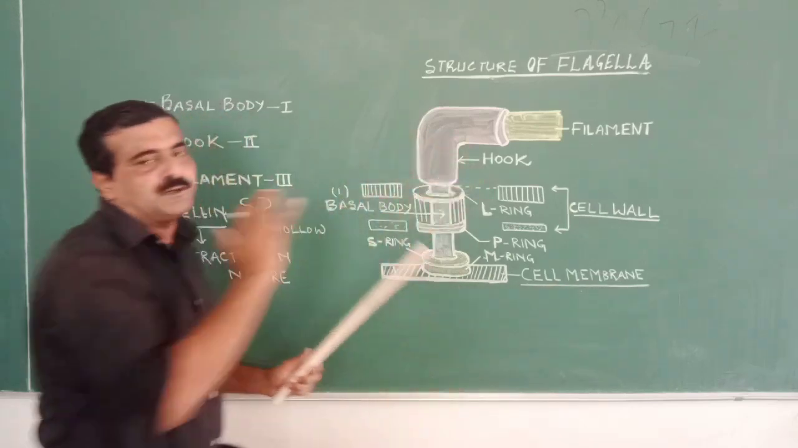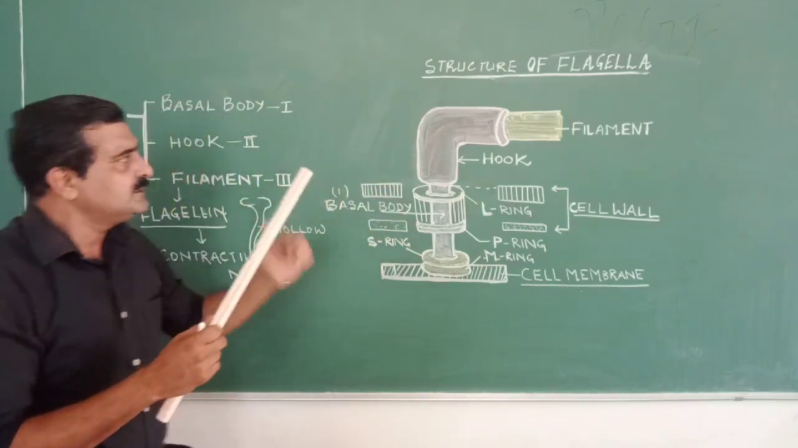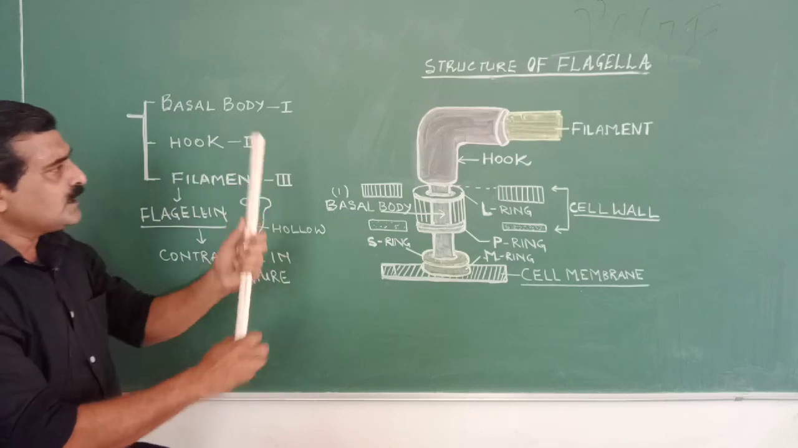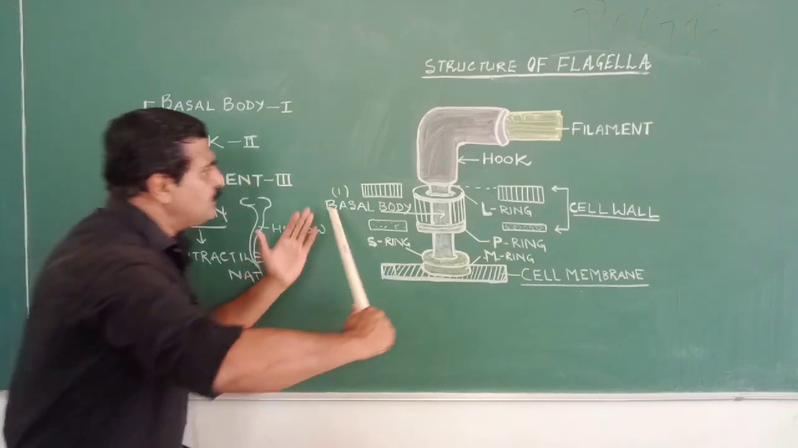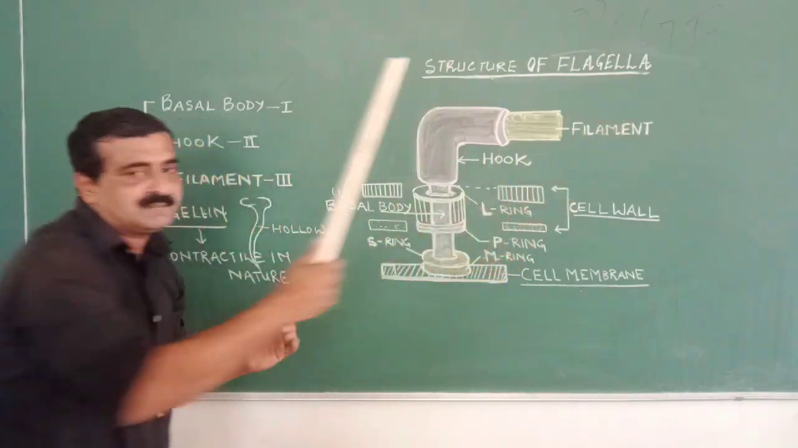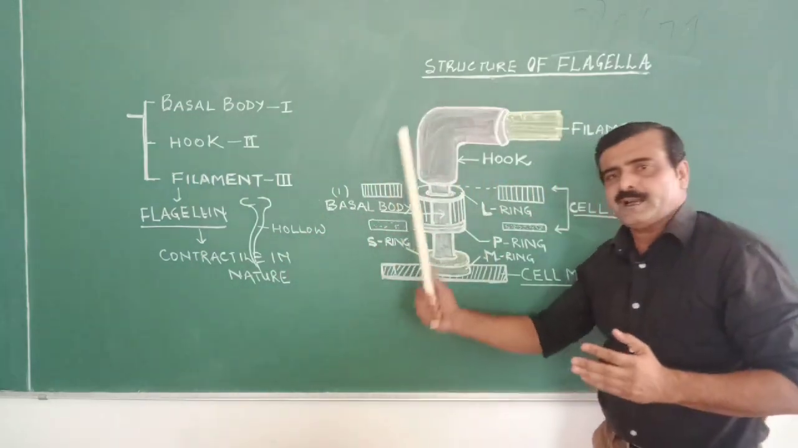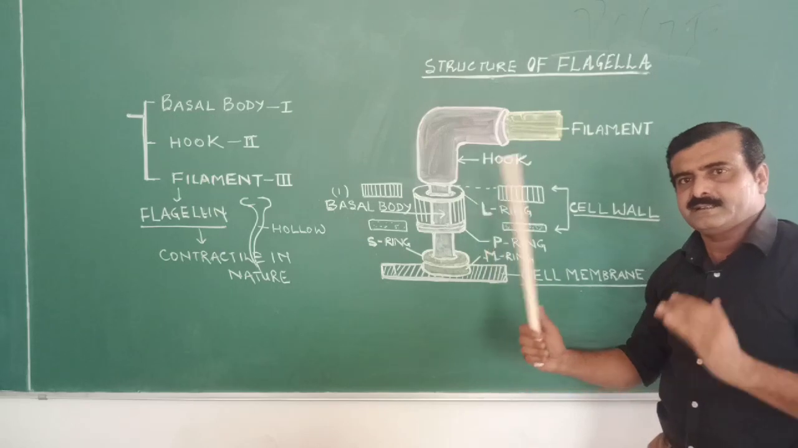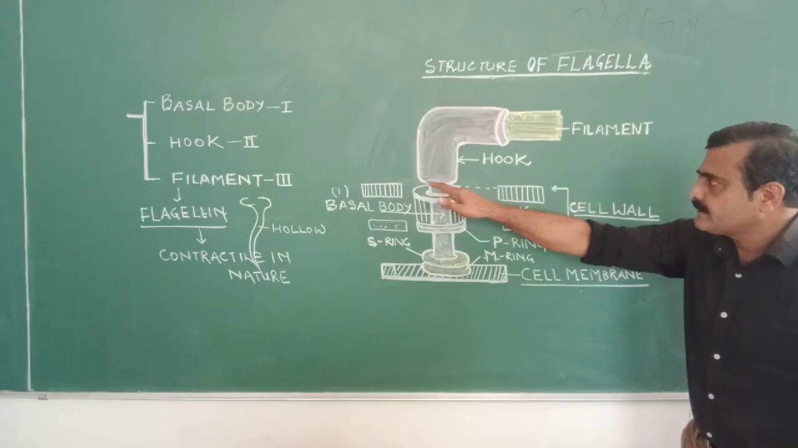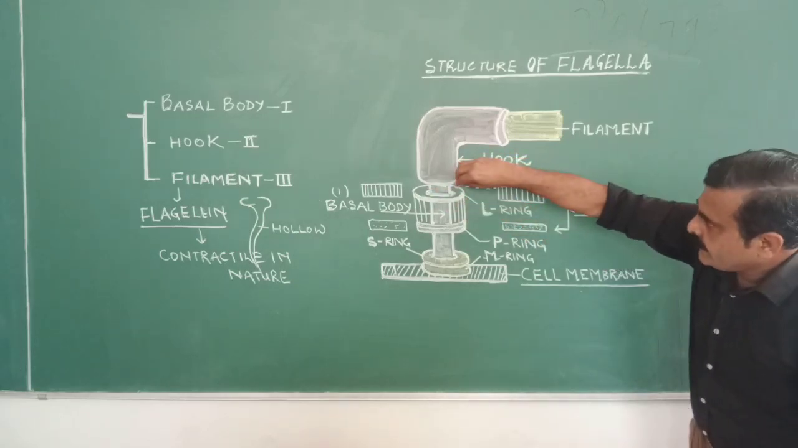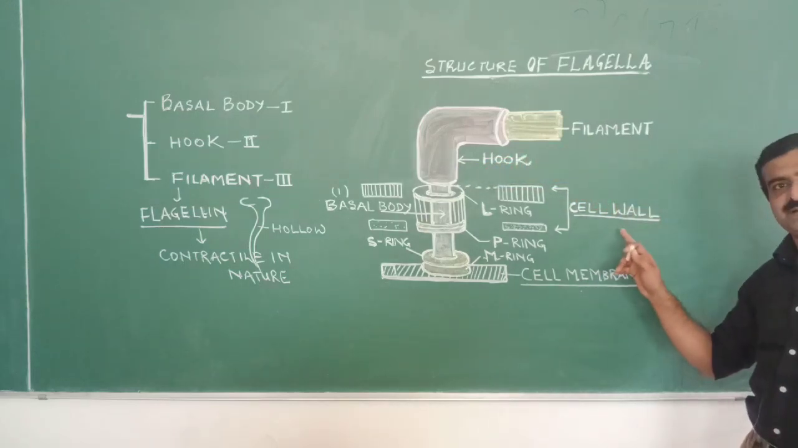This is all about the basal body. Now we discuss the second part, the hook. Listen again carefully. The main important question: the hook helps in connection, meaning it connects the basal body to the filament. This is the right statement. The hook connects the basal body to the filament. This is the correct thing. Some portion of the hook lies in the cell wall. This is one point you have to remember.